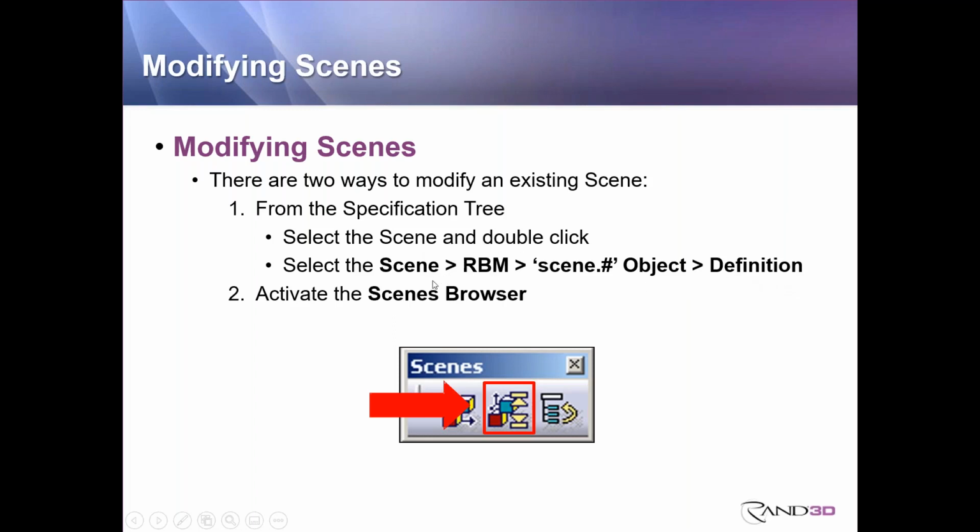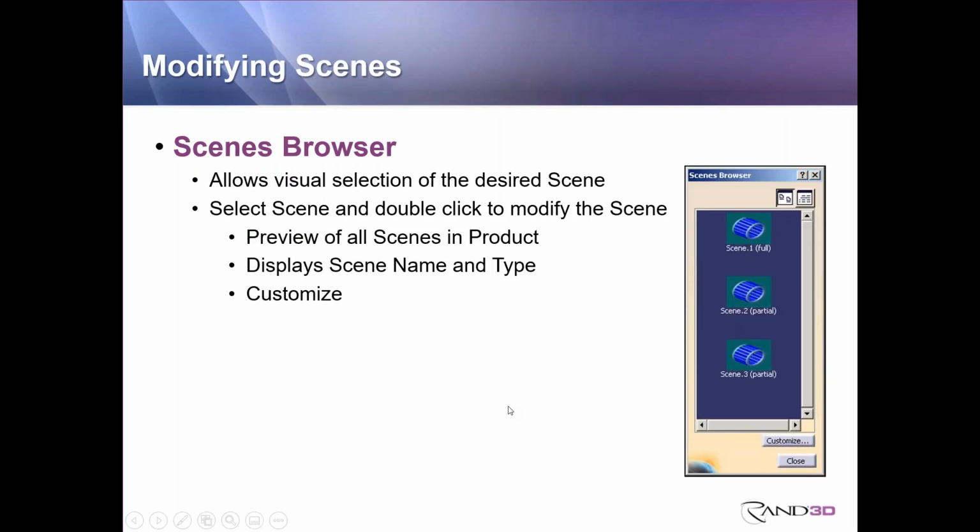Or you can activate the scene by going to the scenes browser. If you go to the scenes toolbar right next to the enhanced scene we're just showing you, and click on this button, it will show us a list of all the scenes that have been created.